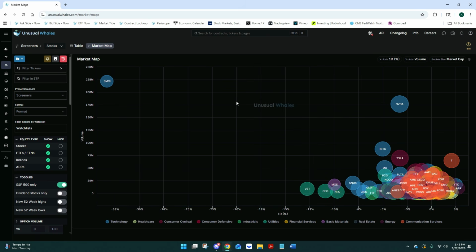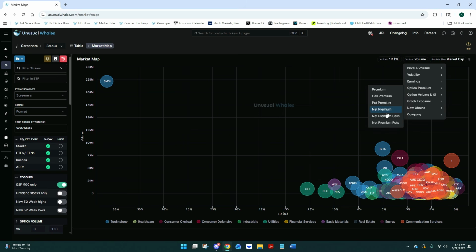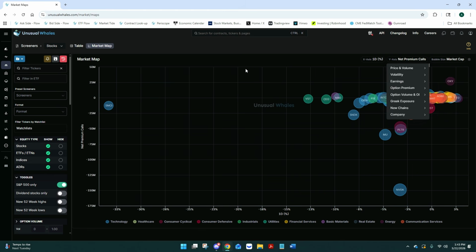You can see how I have this set up. I typically don't change the first one and the second one. I usually just change that y-axis more than anything, but you can fully customize this however you want. This is just how I have it set up, and I typically leave it on volume. So we're going to try to find spikes in the net call premiums. I'm going to come over to that y-axis, drop this down to option premium, and I want to see net premium calls here.